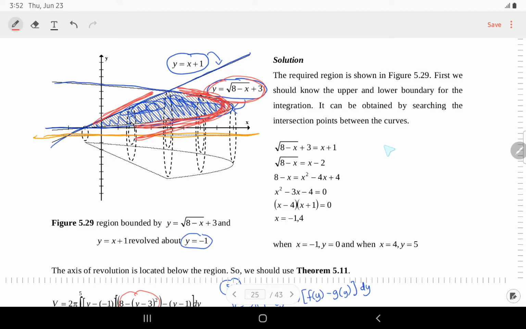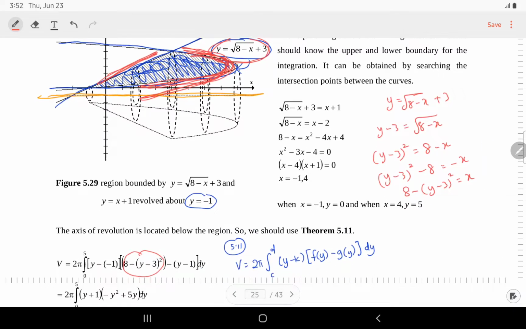Okay. So equation dia adalah y equals square root 8 minus x plus 3. So 3 kita bawa ke kiri, 8 minus x. And then square root bawa ke sini akan jadi square. And then equal to 8 minus x. Okay, so y minus 3 square minus 8 equal to negative x. Okay, lepas tu kita nak jadikan x sebagai subjek. So jadi 8 minus y minus 3 square equal x lah. Okay, so kita masukkan yang ni, 8 minus y minus 3 square, dekat dalam ni sebagai function belah kanan.